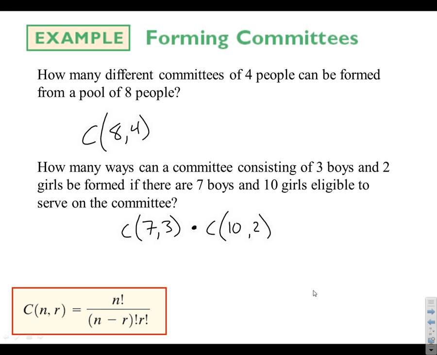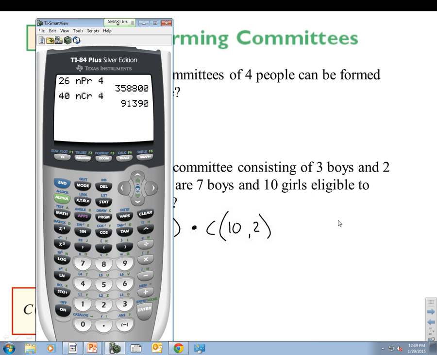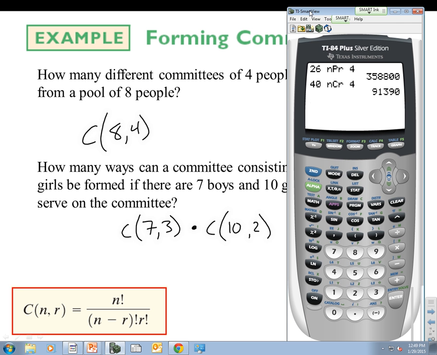All right, so let's use the calculator real quick to knock this out. And so we've got 7 nCr 3, we've got 10 nCr 2, 35 times 45. Times 35 is 1575. A lot going on there.